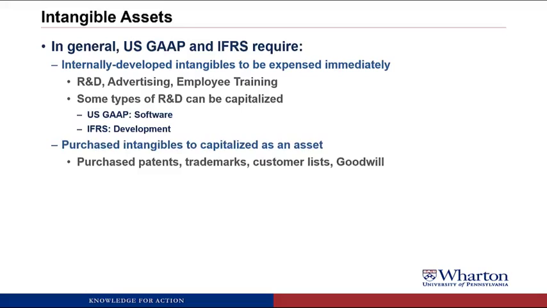Both sets of accounting standards require that purchased intangibles be capitalized as an asset. So if you buy patents, you purchase trademarks, you purchase customer lists, you get goodwill from an acquisition, which we'll talk about later, all of those show up as assets rather than immediate expenses.